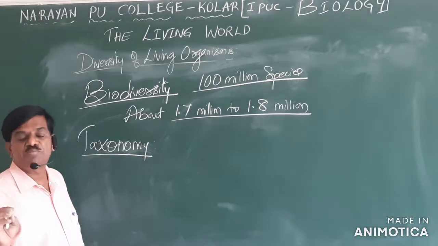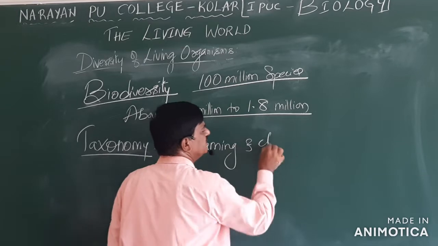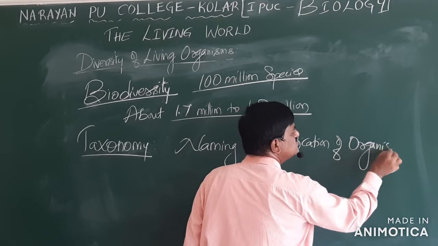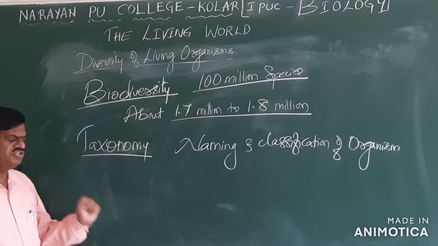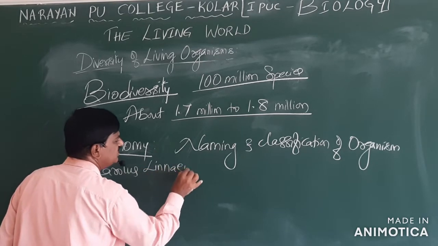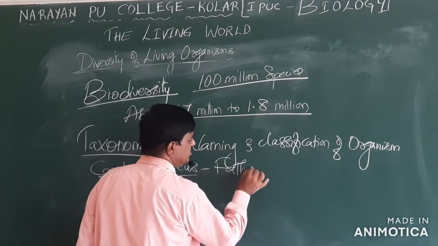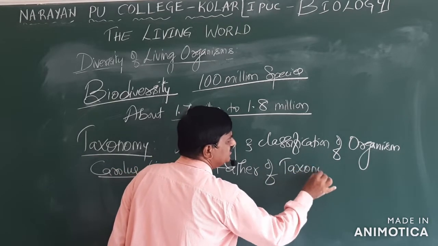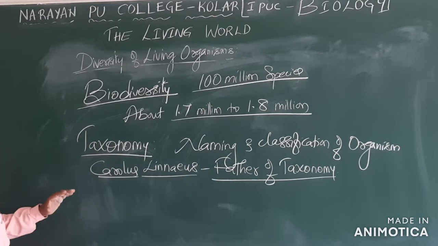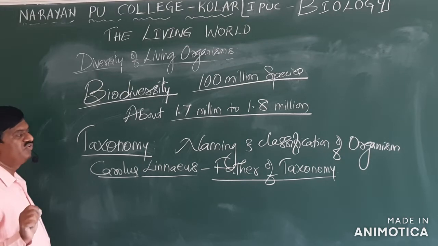So taxonomy is a branch of science that deals with the study of naming and classification of an organism. Classification of organisms is called taxonomy. Carolus Linnaeus is called the father of taxonomy. This person studied how to name and how to classify an organism. Hence, Carolus Linnaeus is called the father of taxonomy.